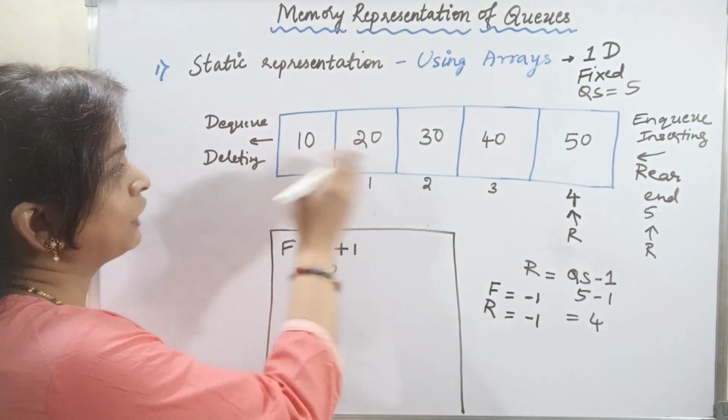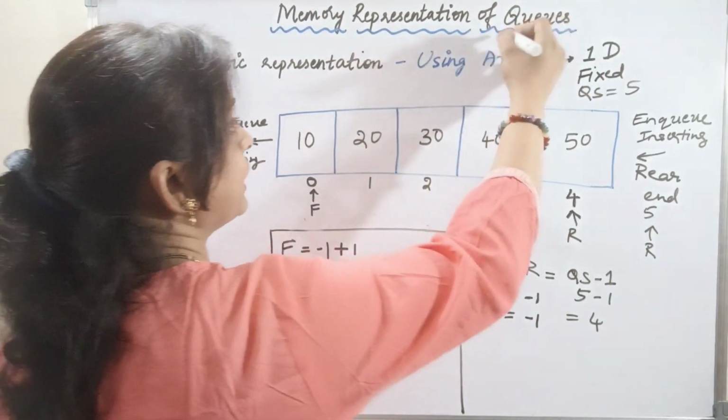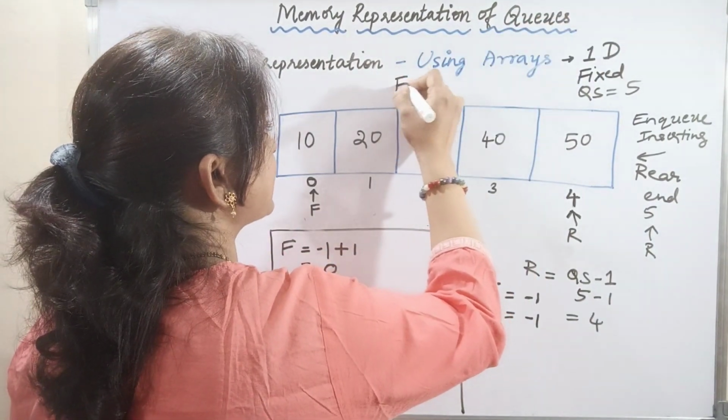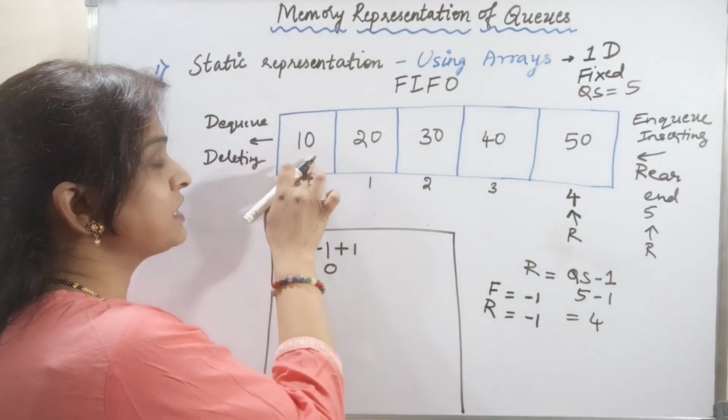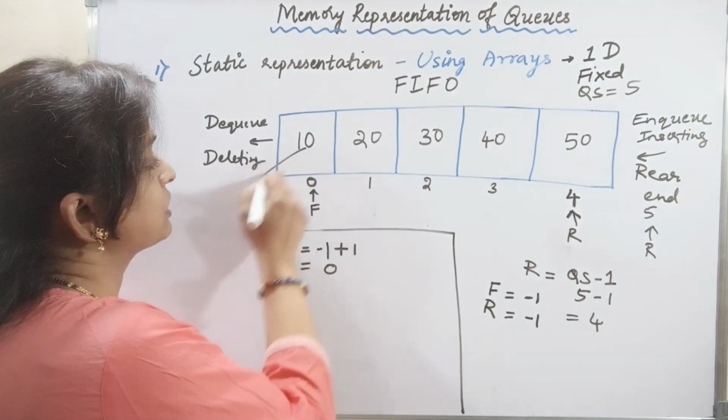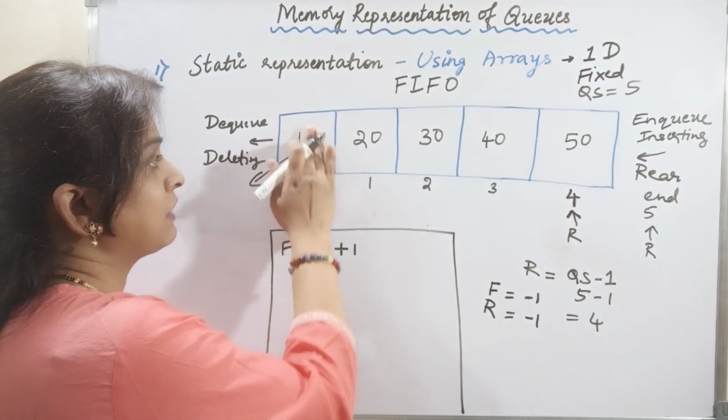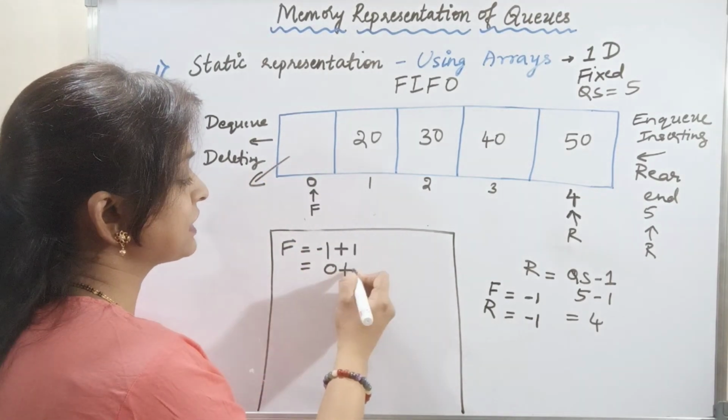Now what happens? I need to DQ. This means, according to the queue ordering principle, it says FIFO, first in, first out. The first element inserted will be the first to come out. So this has to come out. So 10 will be removed. Then once again I say 0 plus 1.